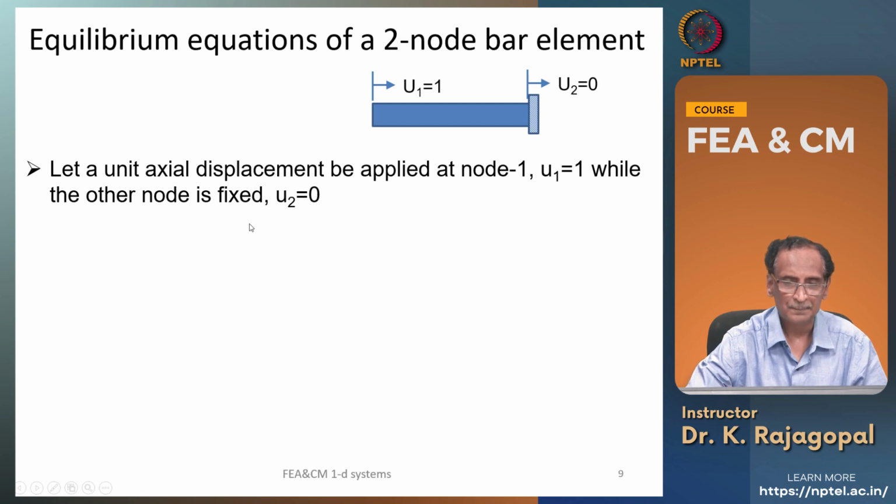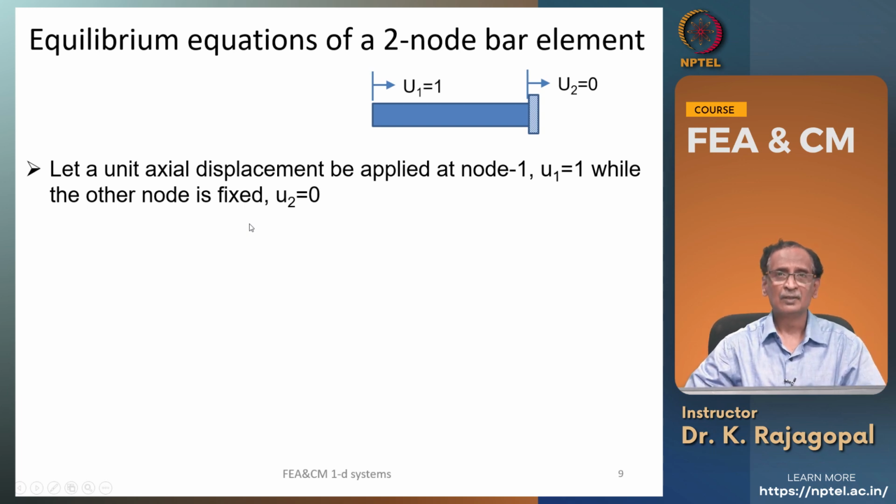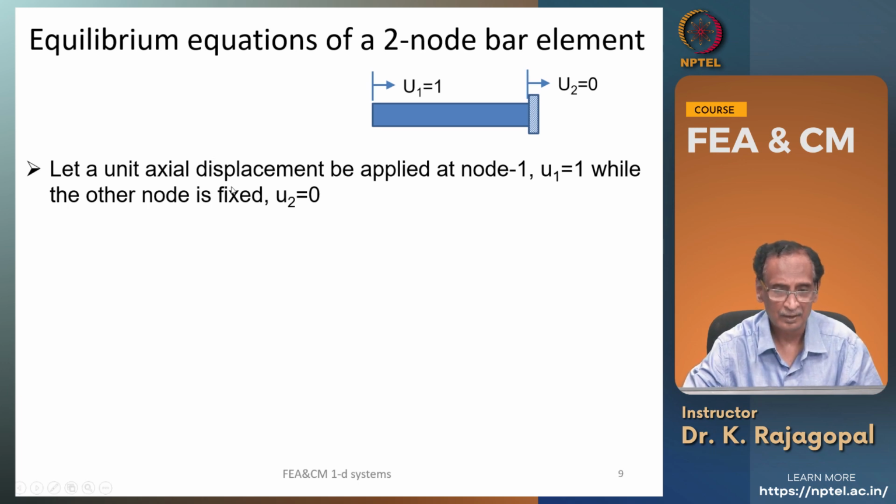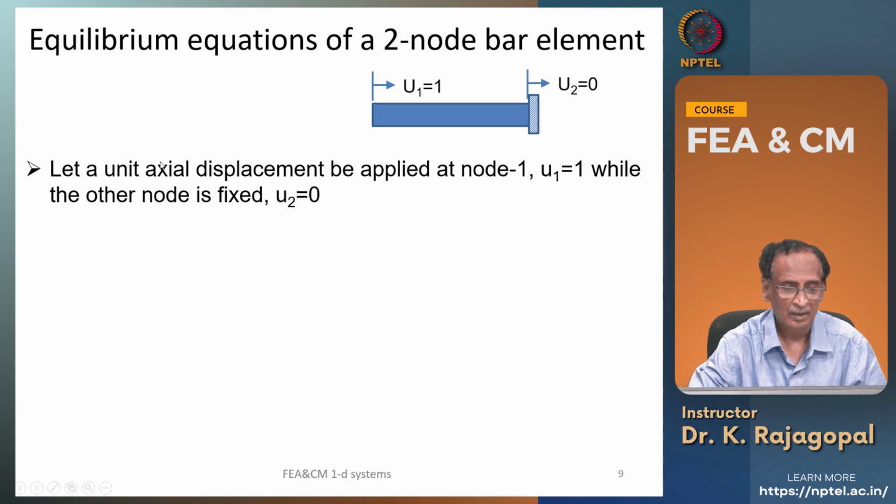So, let us apply unit deformations in different directions and then measure the forces, so that we can define our stiffness coefficients Kij. And to start with, let us apply a unit deformation at degree of freedom 1, that is u1 is equal to 1, and while we are doing that, we constrain this node or this degree of freedom u2 to 0. Okay.